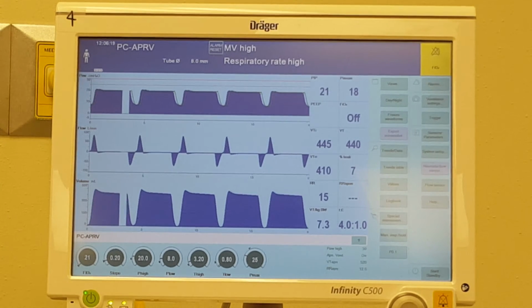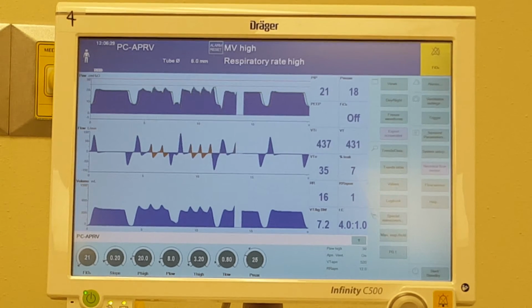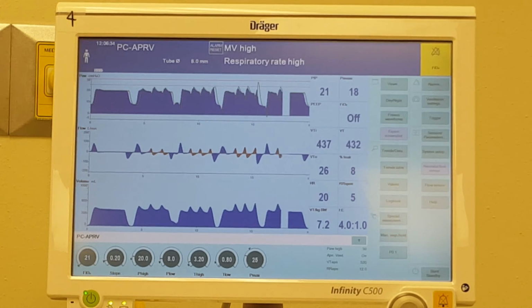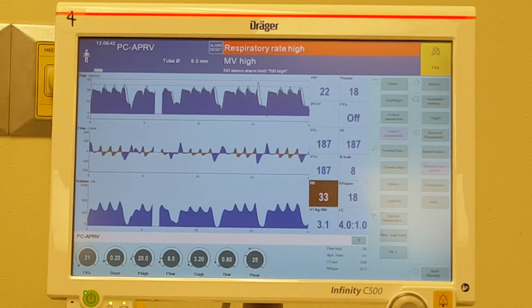Well, the next thing it's requested is to trigger the vent at a rate of 30. So I'm going to try and do that. One of the things you may notice on this ventilator is that it is completely asynchronous. No matter how much effort the patient makes, they can't trigger a breath. See that deep dive there on the bottom?